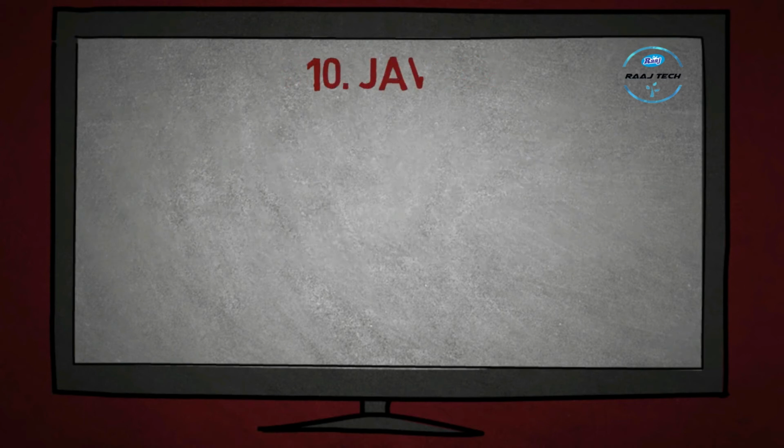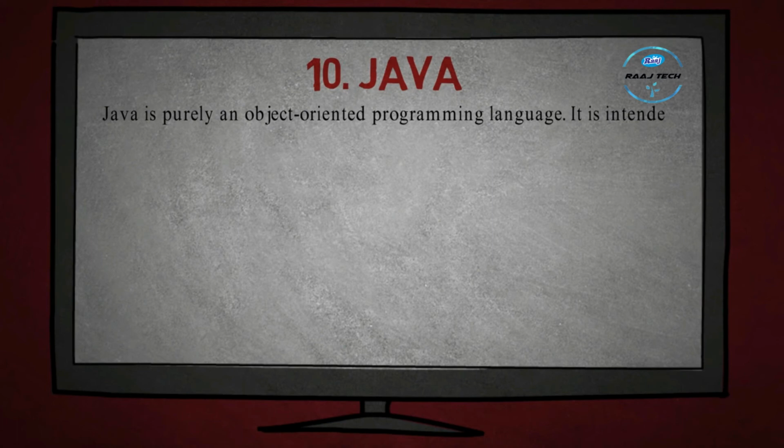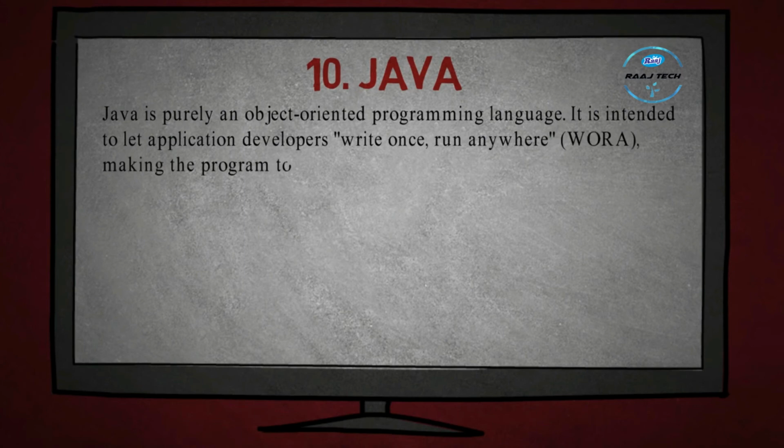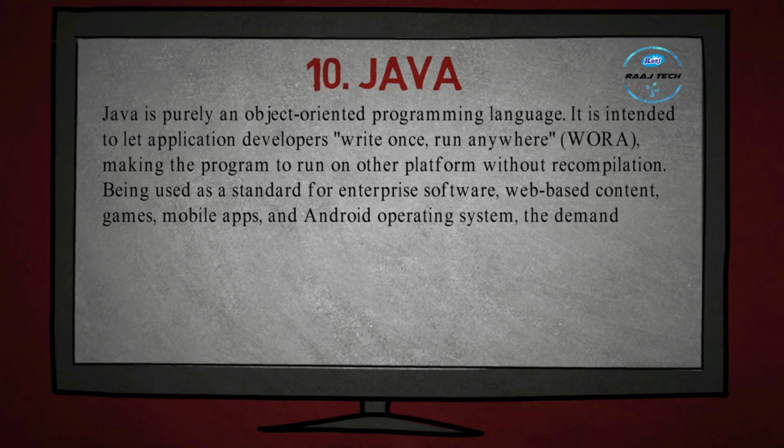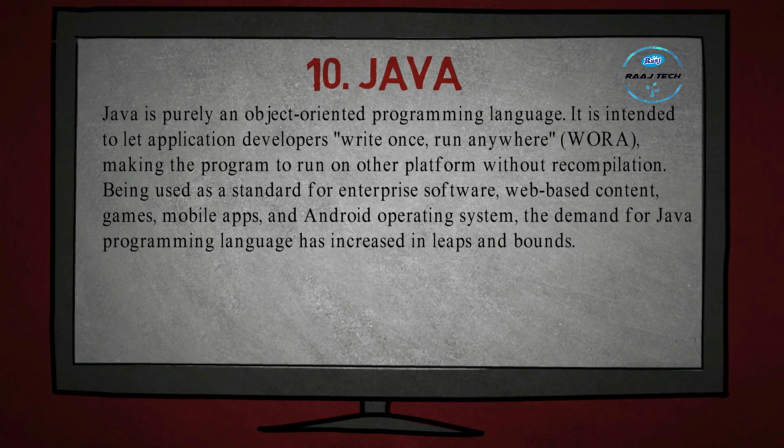Number 10. Java. Java is purely an object-oriented programming language. It is intended to let application developers write once, run anywhere, making the program run on other platforms without recompilation. Being used as a standard for enterprise software, web-based content, games, mobile apps, and the Android operating system, the demand for the Java programming language has increased in leaps and bounds.